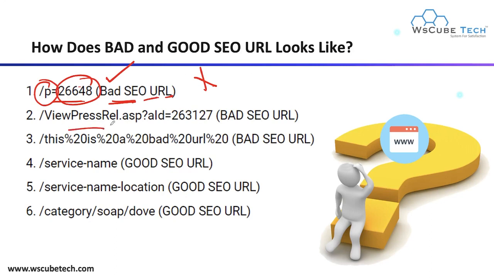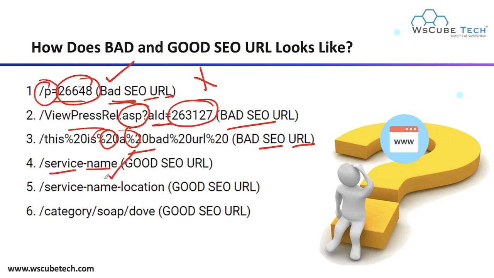Again, with the next case, you can see there is a word here, then again some text, then again some number. This is also bad SEO practice. Next we have some special characters here. This is also bad SEO practice.